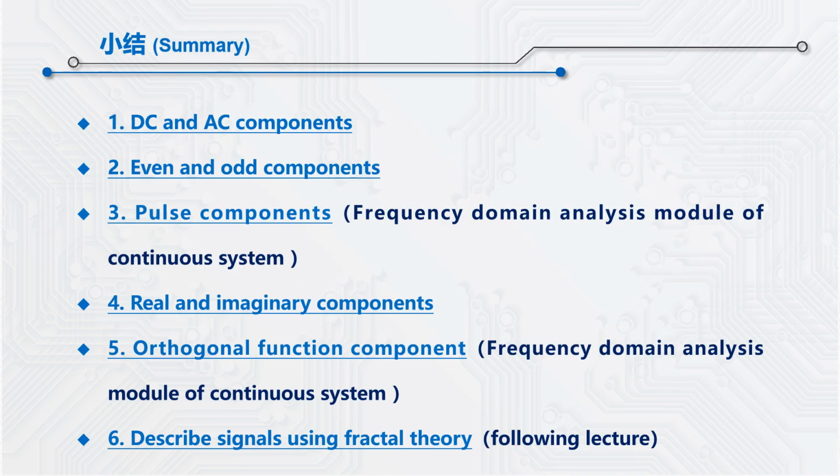To sum up, today we mainly learn the content of signal decomposition, including signal DC and AC decomposition, decomposition of even and odd components, decomposition of pulse components, decomposition of real and imaginary components, decomposition of orthogonal function, as well as the method of describing signals through fractal theory, which will be discussed in the following lecture.